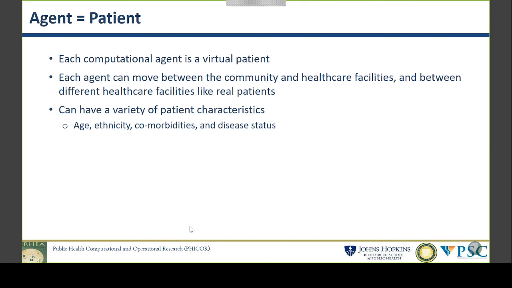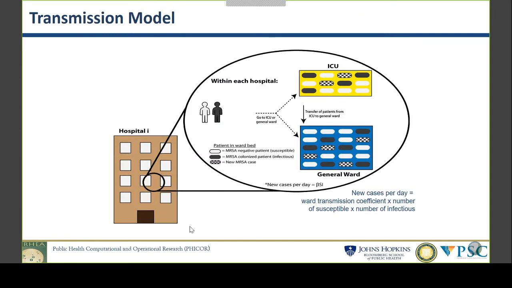And our patients can have any number of different characteristics, including age, ethnicity, comorbidities, disease status, and we can really provide a rich environment to explore how hospitals and healthcare ecosystems can improve their care and prevent disease spread throughout their facilities. This is a graphical depiction of the model.